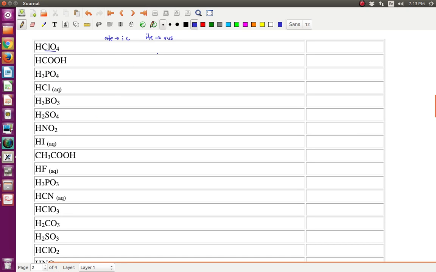And it's perchlorate. Now we've got to just change it into the acid words. That's the perchlorate ion right there. So ate becomes ic, so perchlorate becomes perchloric acid. We always have to write the word acid at the end.